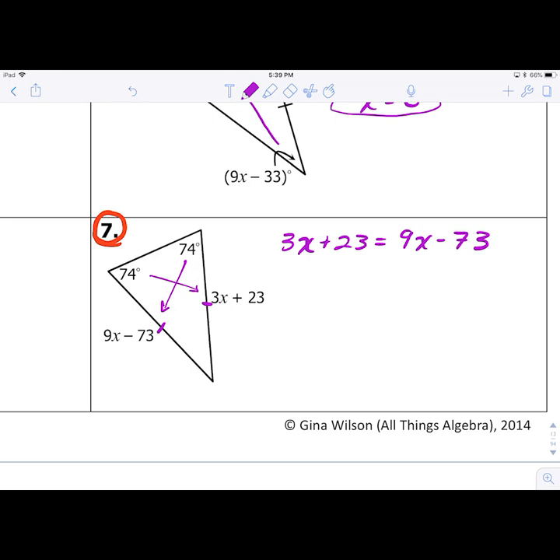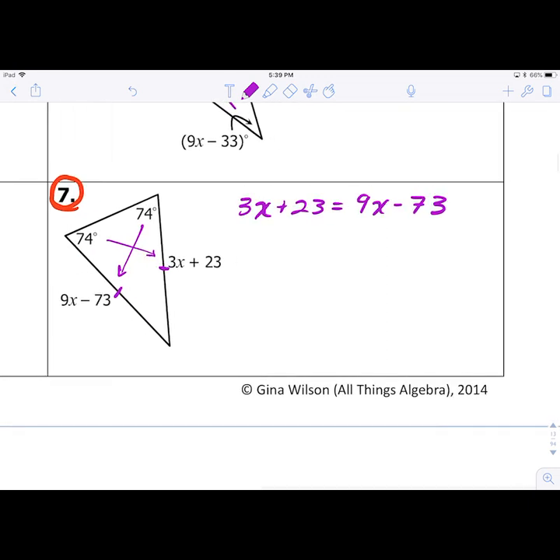All right, so let's subtract 3x on both sides, so I get 6x. If I add 73 to both sides, I get 96. Divide 6 on both sides, I get that x is equal to 16. And once again, I don't have to plug it back in because that's not what the directions tell me to do. So I am good to go.